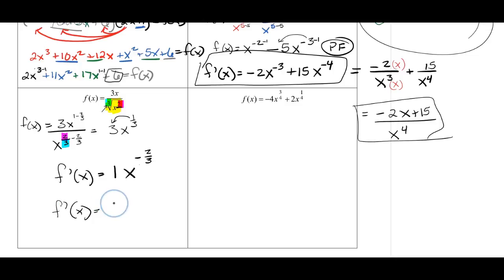So my derivative equals 1 over x to the 2/3. And then I'm going to change that into radical form because it asked me not to have rational exponents. So I have my x, the 2 in the numerator remains on the x, and the 3 in the denominator becomes the index. And this is my answer.